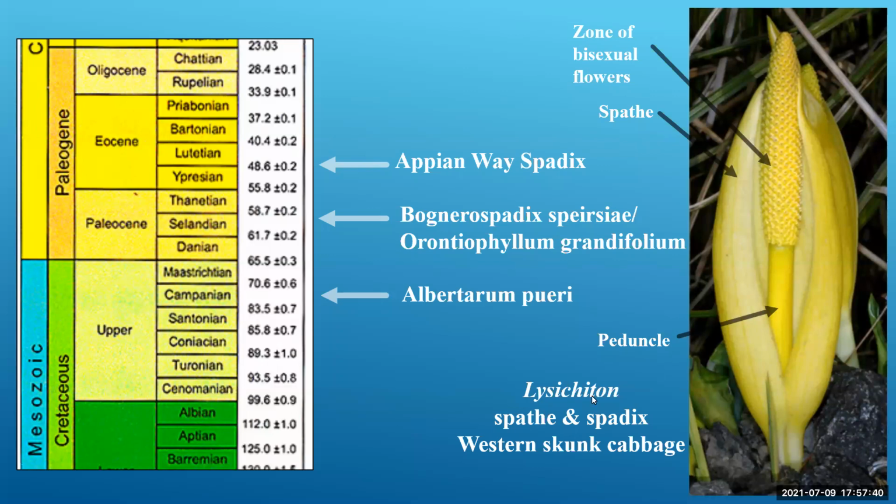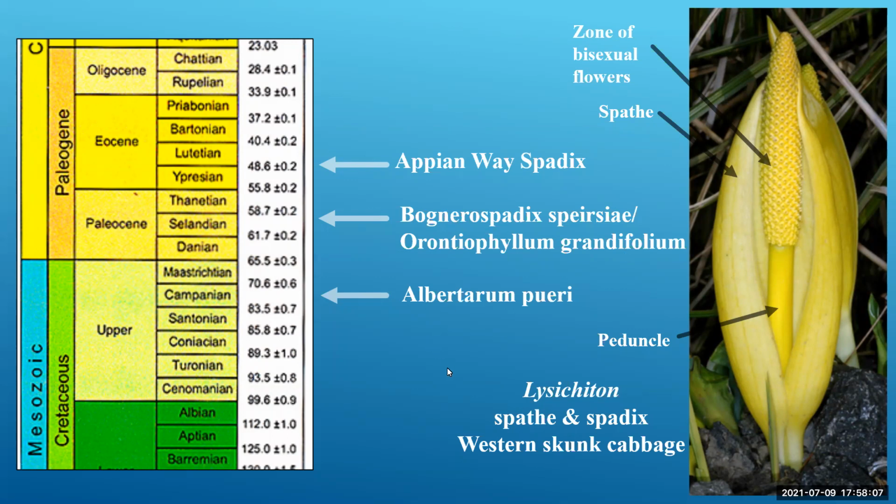Over on the right-hand side, you can see Lysichiton, which is the Western skunk cabbage. And you see here the spathe is yellow in this particular species. And the spadix, which here shows the peduncle, and then the zone of bisexual flowers. So there are bisexual flowers, meaning they have stamens and pistils, and they are helically arranged.